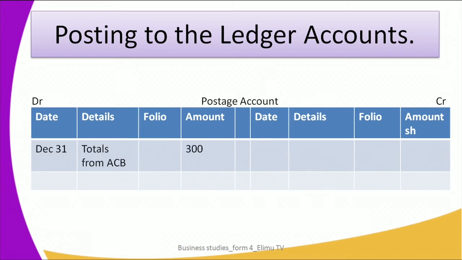Then we go ahead to the other ledger accounts that you're supposed to prepare. We have the postage account. Remember it was on the expense side, and the total for postage was 300. We are debiting. The reason why we are debiting is because an increase in expense is debited, a decrease in expense is credited. So don't wonder why we are debiting this account. We are debiting because it is an expense.